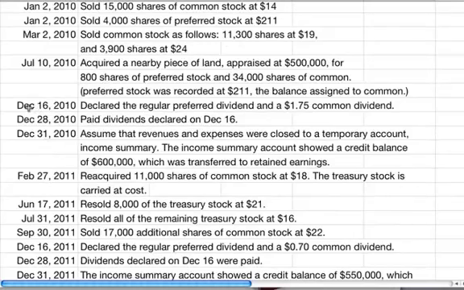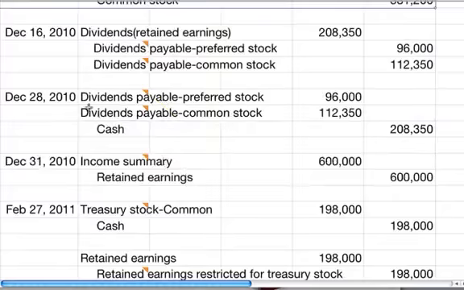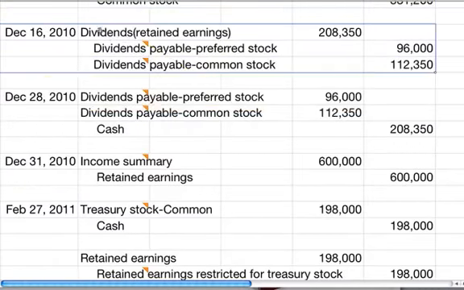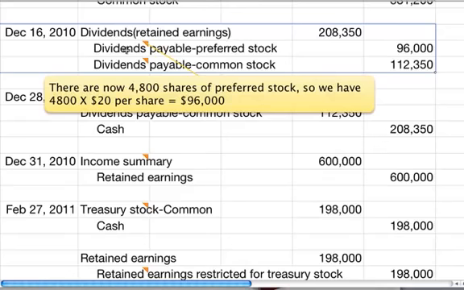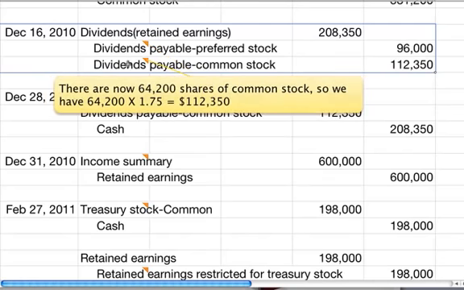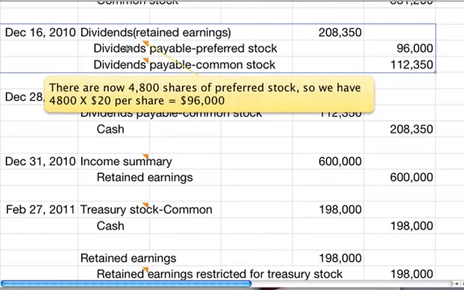Okay, now our next transaction is we declared the regular preferred dividend and a $1.75 common dividend. So, debit dividends or retained earnings for $208,350. The dividends payable preferred stock is 4,800 shares times $20 per share. The $20 is the 10% of $200 par value. That gives us $96,000. The dividends payable common stock is 64,200 shares of common stock. So we have times 1.75, and that's the $112,350.